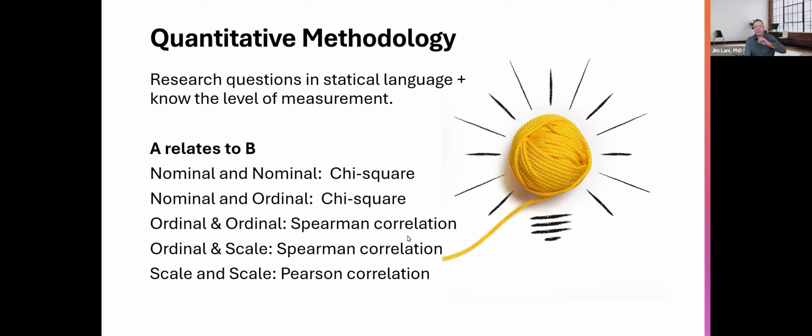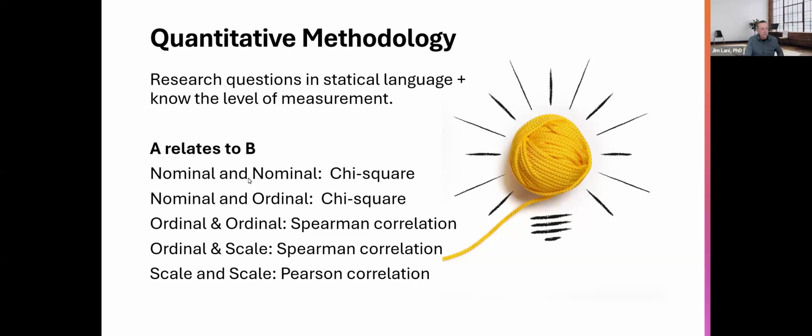And just to note, it does not get us to fancy analysis. It goes beyond descriptive analysis. It can be means and standard deviations or frequencies and percentages. Okay, but for those three classes of statistical language and for the levels of measurement, here we go.